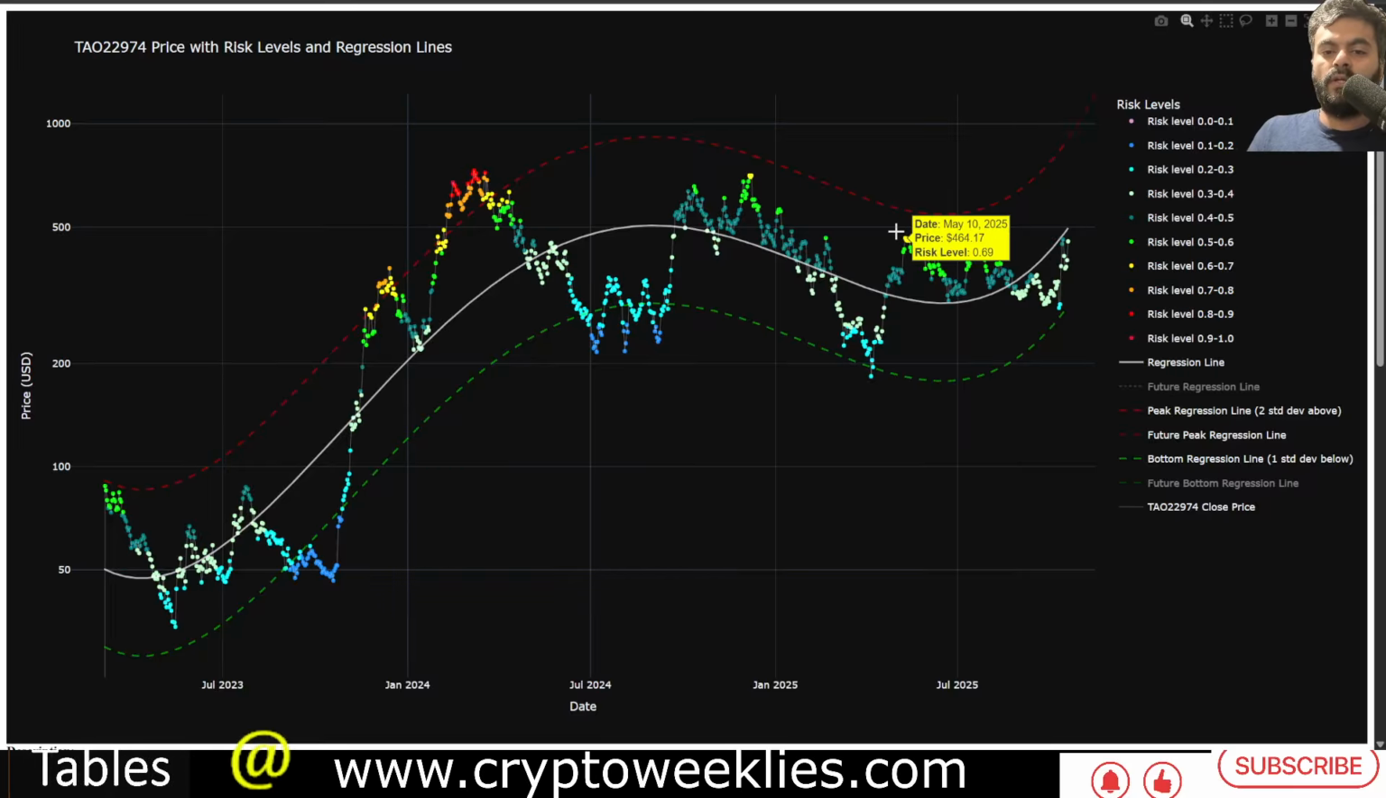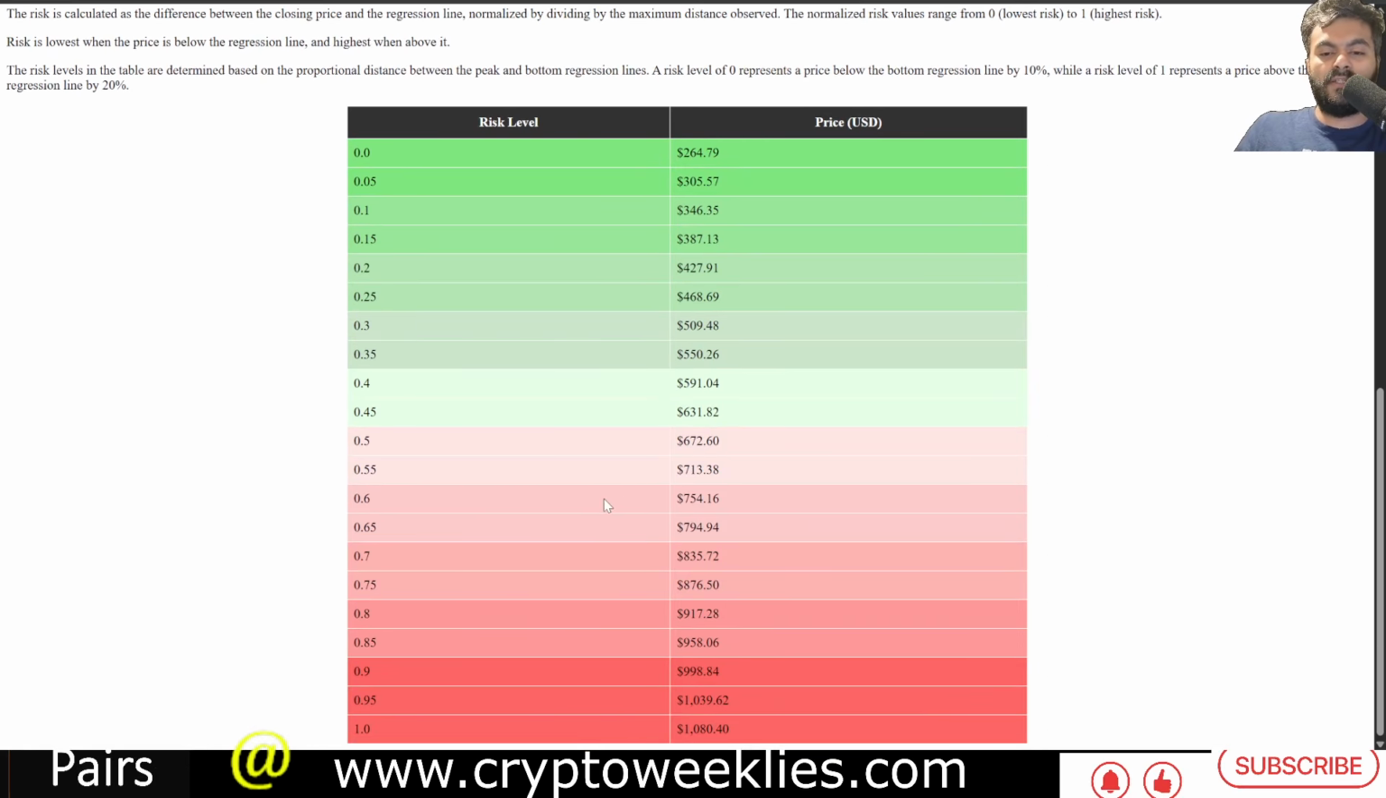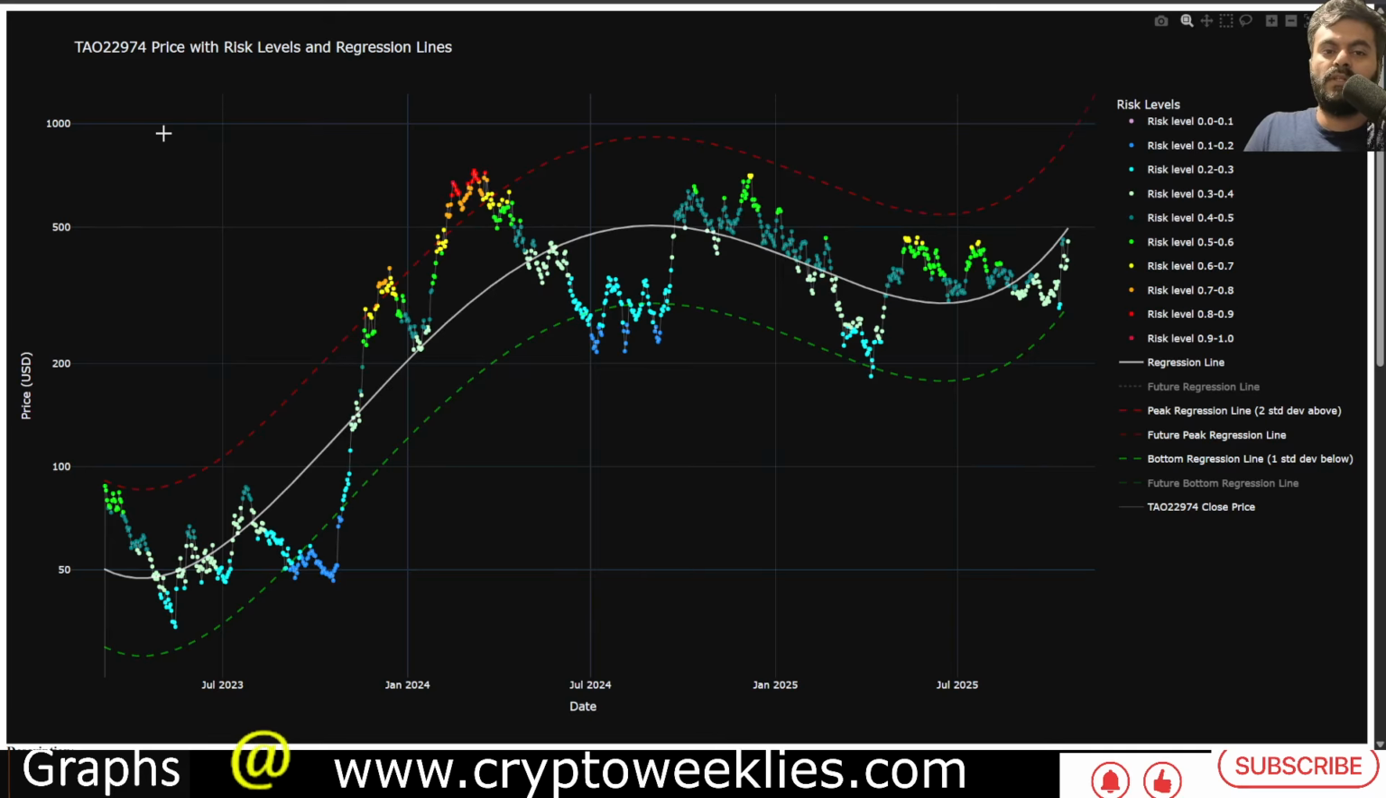around 0.44. If it were to go to somewhere close to 0.6 to 0.7, like it did in December 2024 as well as in May 2025 and July 2025, the 0.6 to 0.7 risk based forecast for BitTensor and token TAO is at around $750, between $750 and $800, $830. That's the range forecasted by the DCA or regression based model.